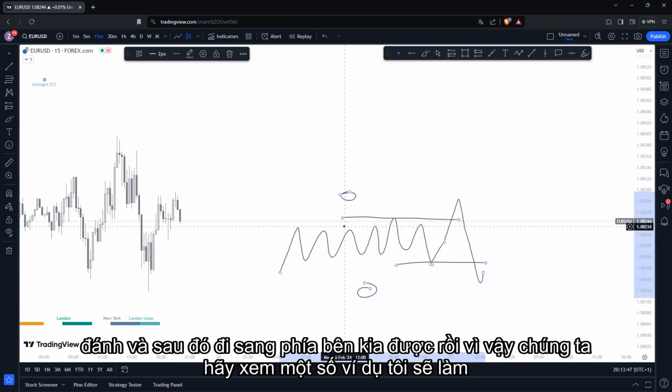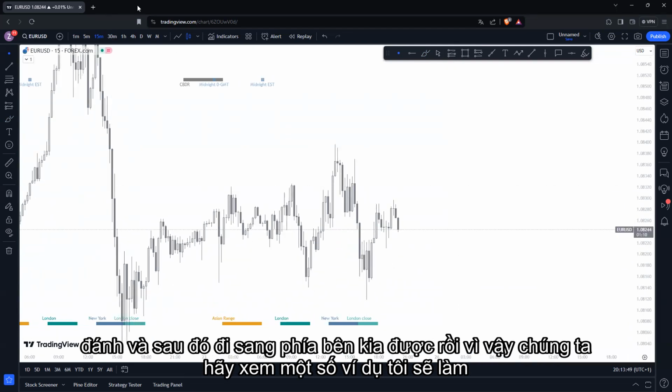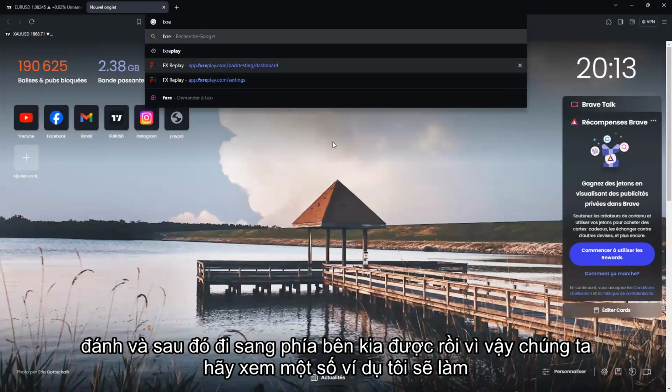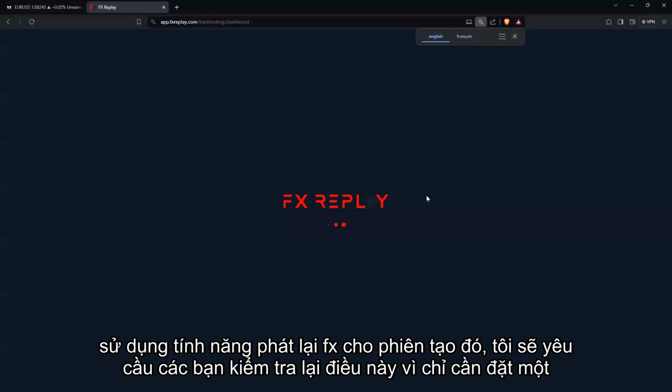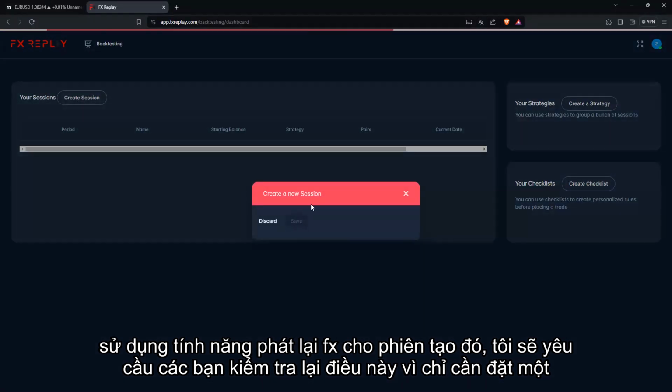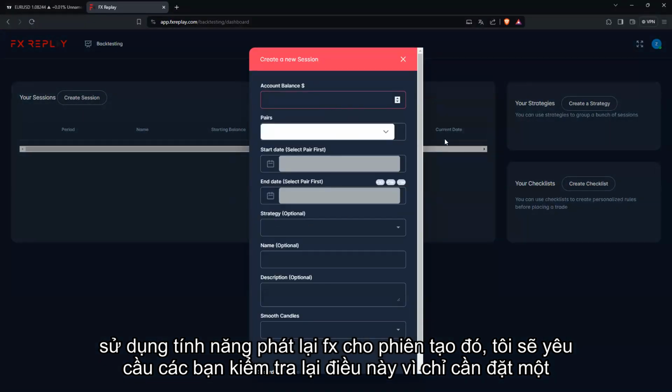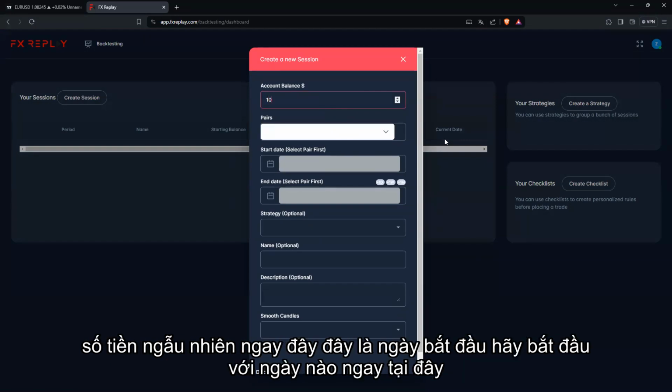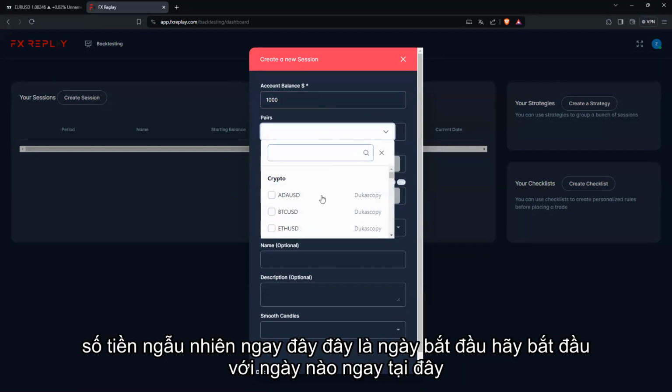Okay, so let's take a look at some examples. I'm gonna use FX Replay for that. Create session. I'm gonna make you guys backtest this, so just put a random amount right here.